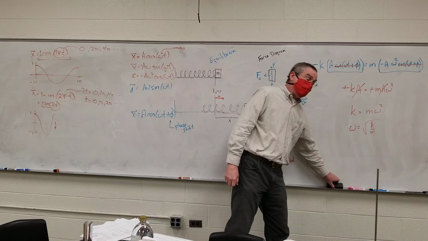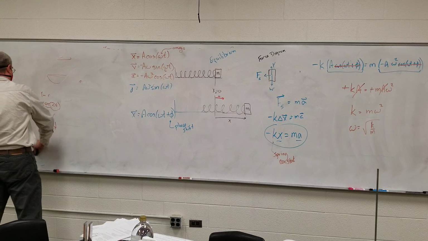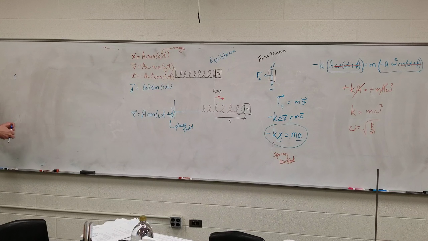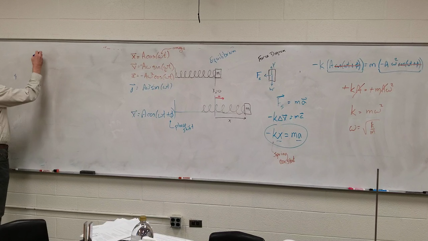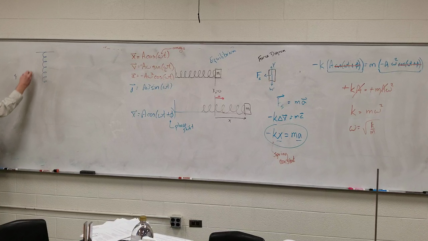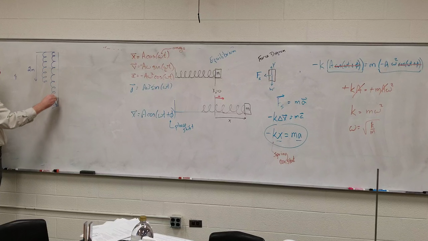So I can now start making predictions. So let's get rid of this stuff. Find a marker that works. So I have a spring here that hangs in some natural state. Let's say that it initially is 2 meters long, which is a huge spring, but it's a nice integer. I then put a 5 kilogram mass onto it.